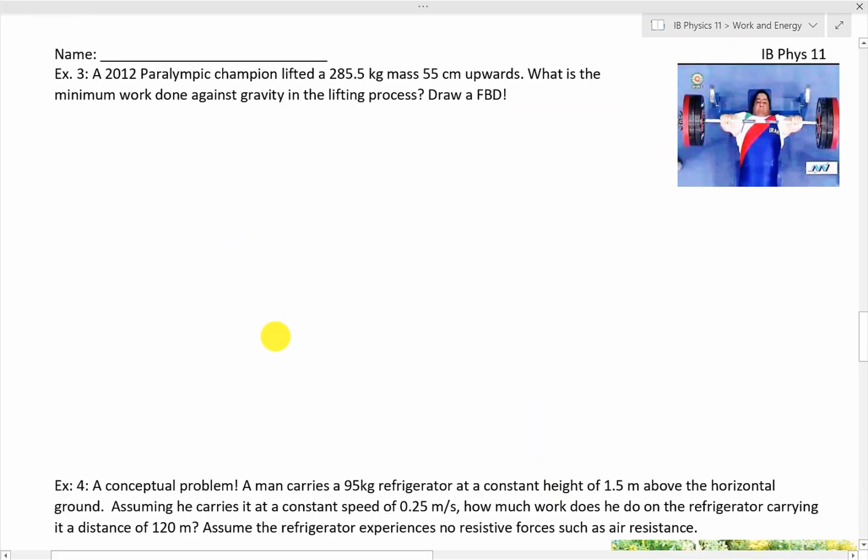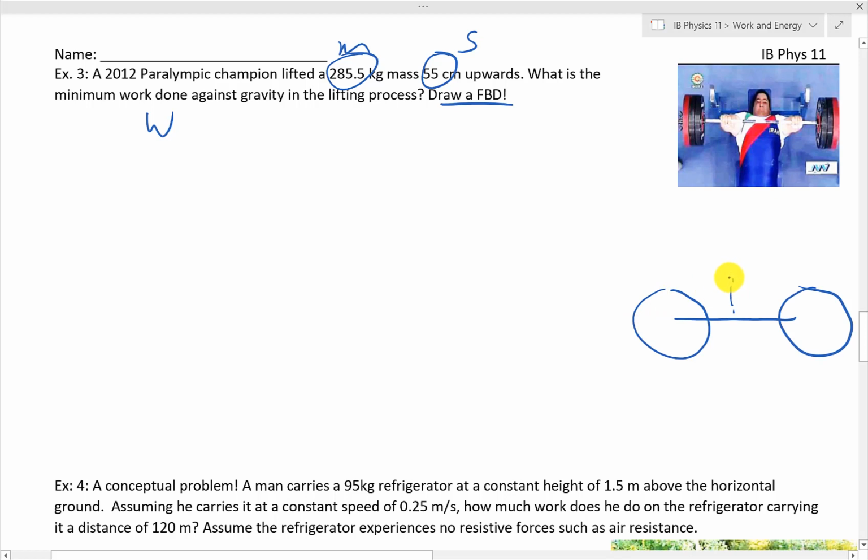Example 3: a 2012 Paralympic champion lifted a 285.5 kilogram mass 55 centimeters upwards. What is the minimum work done against gravity in the lifting process? So we need to draw a free body diagram. Here we have some dumbbells. I'm just going to draw the dumbbells and not the person, just to make it look simpler. And this person is lifting it up to here. In the process, let's draw the free body diagram.